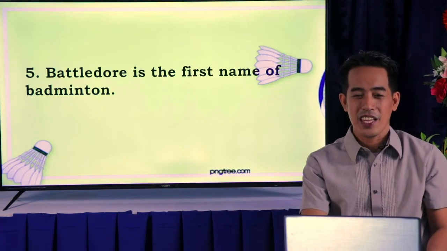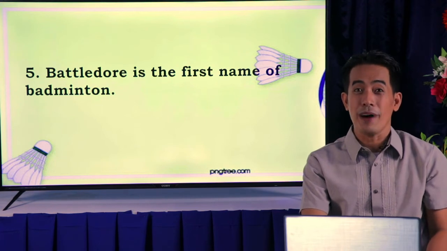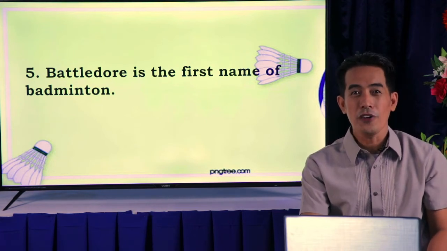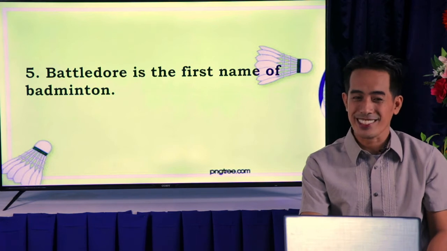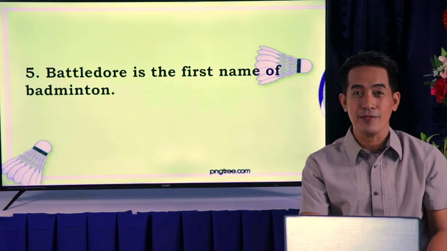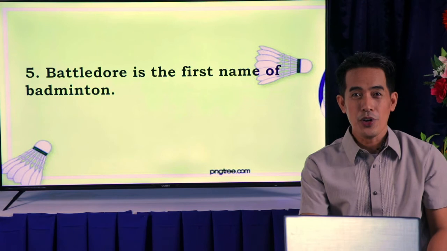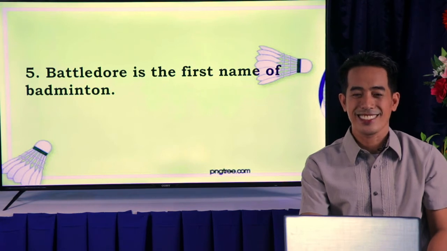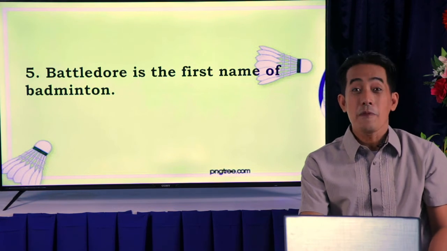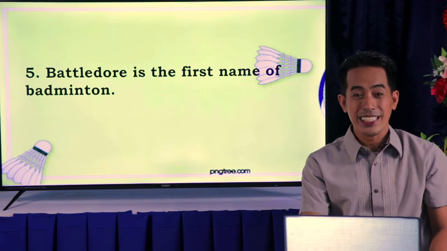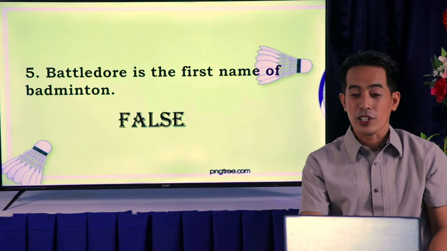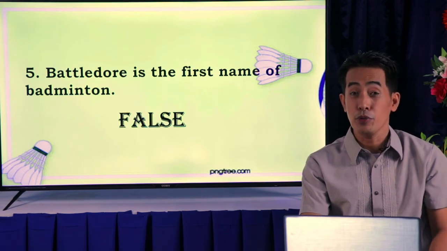Number 5. Battledore is the first name of badminton. True or false? Perfect! The statement is false, because badminton is derived from the word puna, which served as the first name.